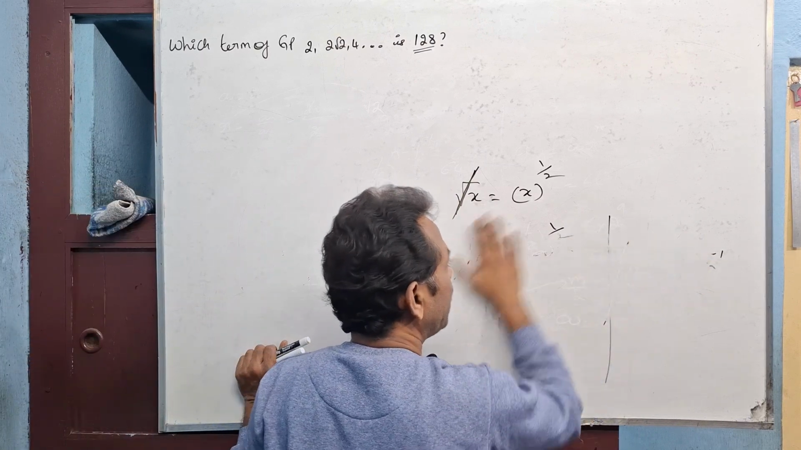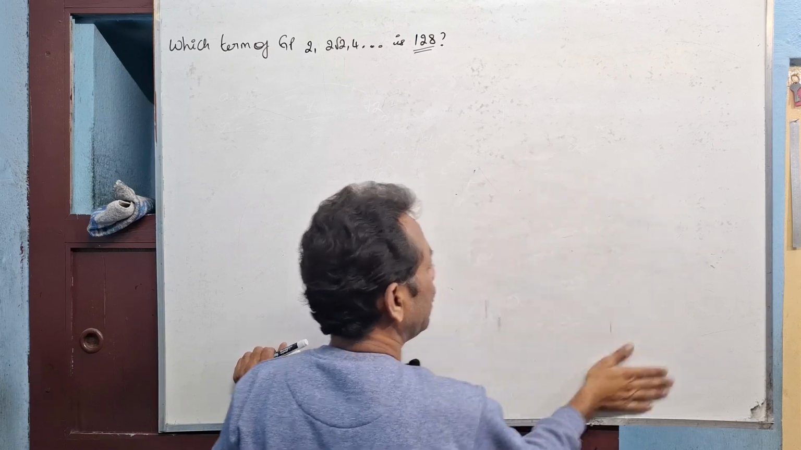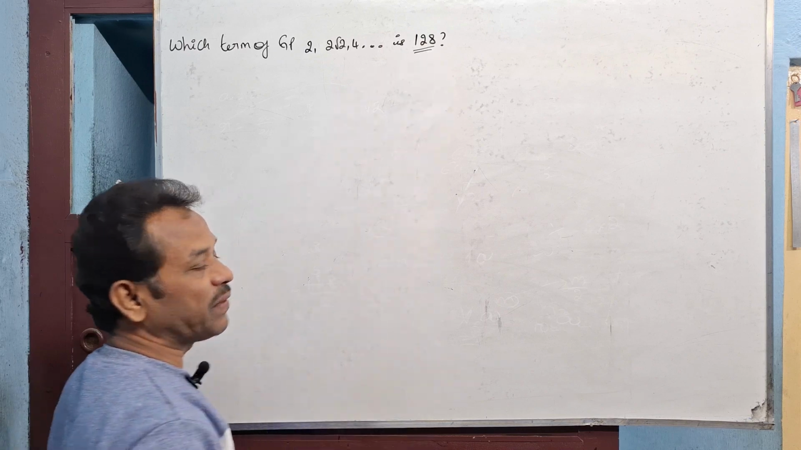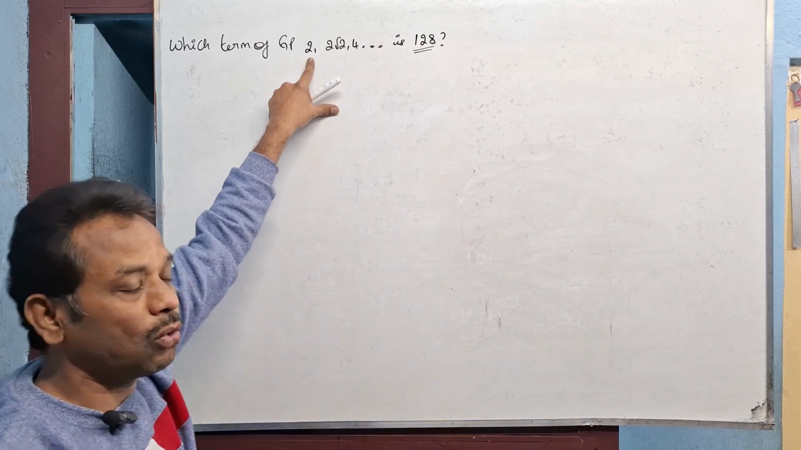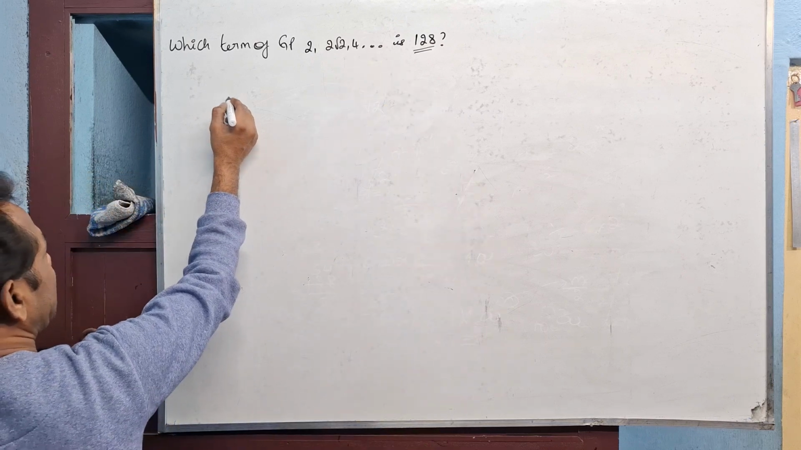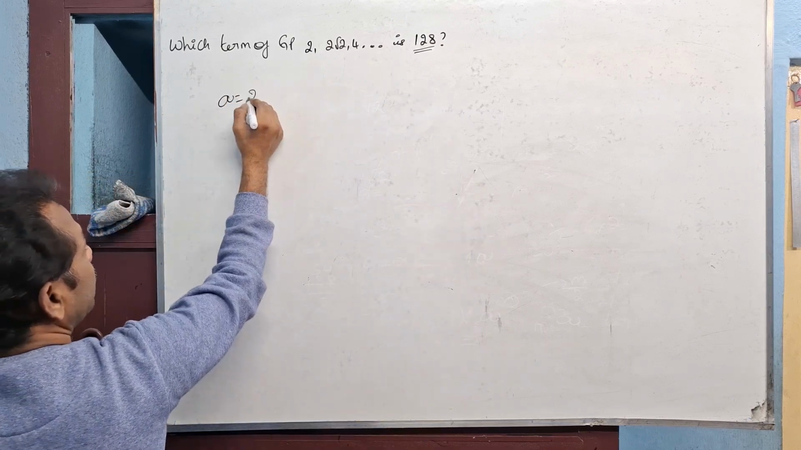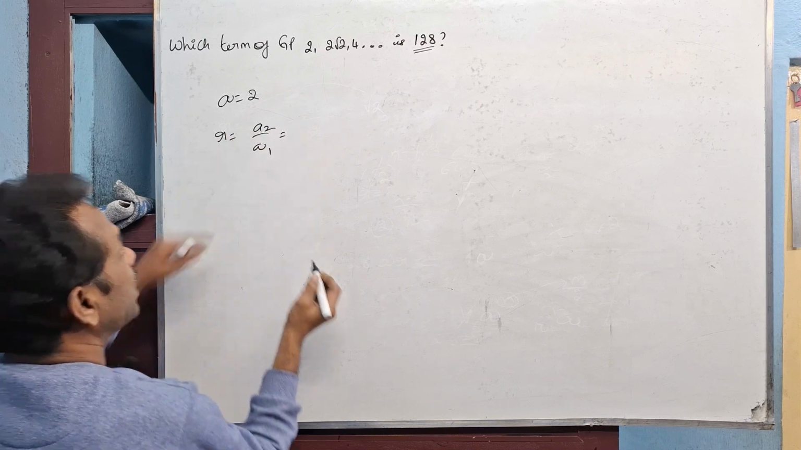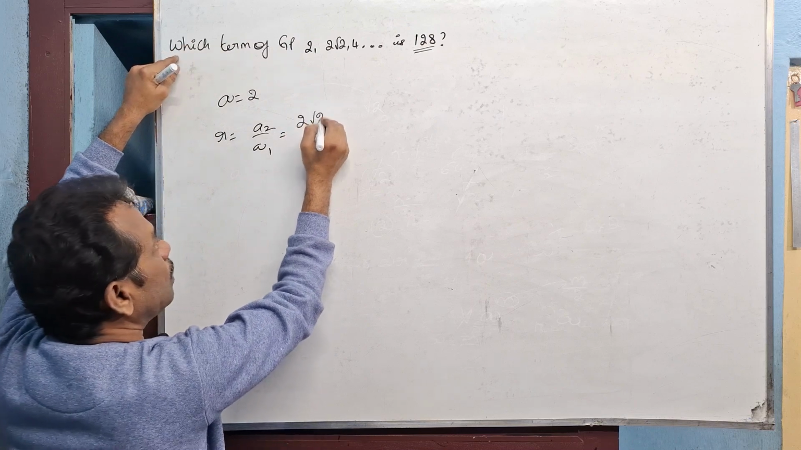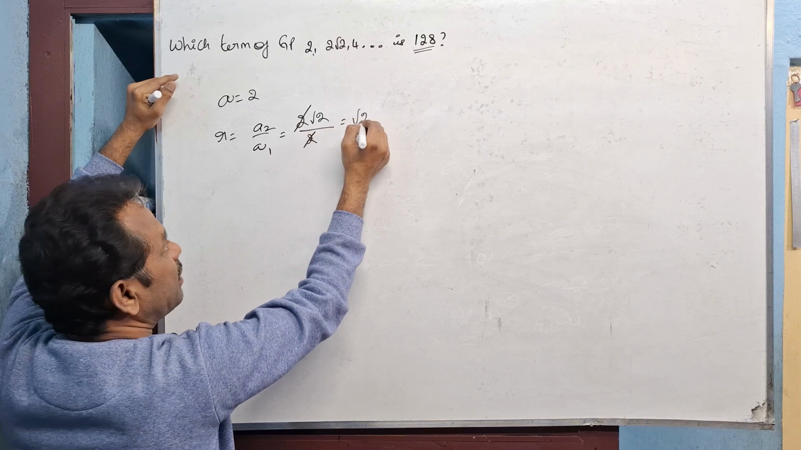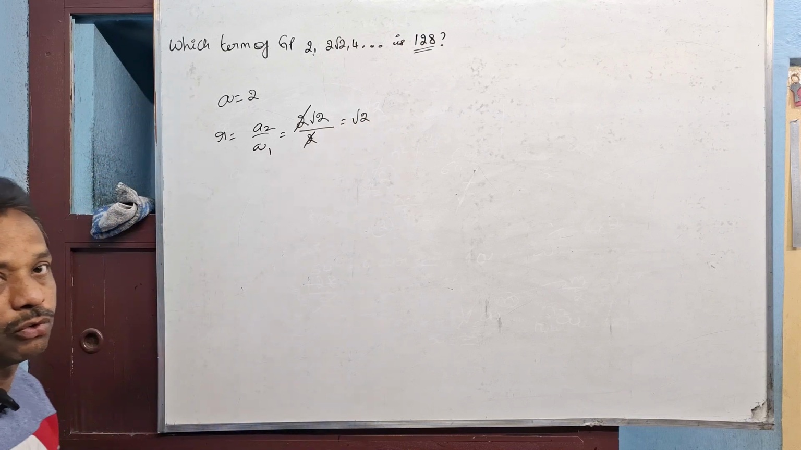Now, let's go to our question. In this question, we need to find when we will get 128 in the given GP, 2, 2 root 2 and 4 and so on. Here our first term in the given GP is 2 and the common ratio R is nothing but A2 by A1. So here A2 is 2 root 2 and A1 is 2. So we can cancel 2 and 2. So our R will be root 2.